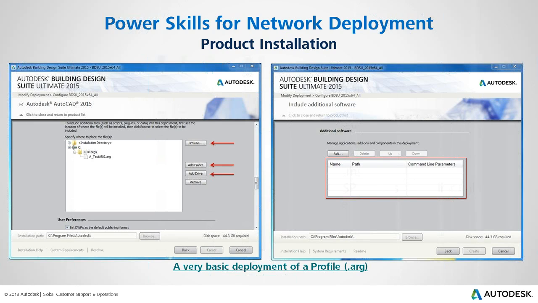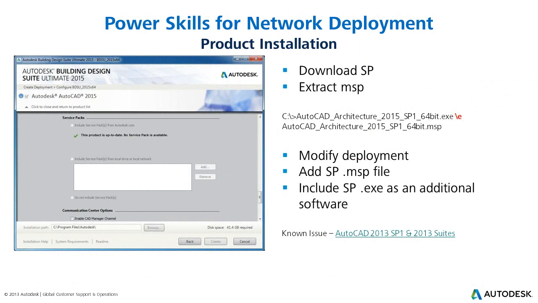So next, I have options to add the service pack to your deployment. There are a few different ways of doing that. You can do it during the deployment creation. If the service pack is available, you should have an option to include the service pack, and the wizard will connect to the Autodesk server and list the service packs available for you, and you have the option to add it right there.